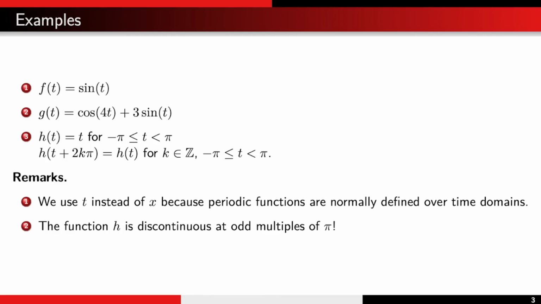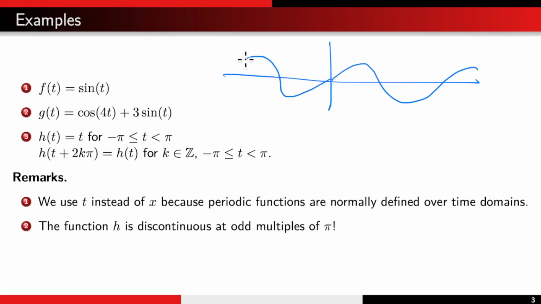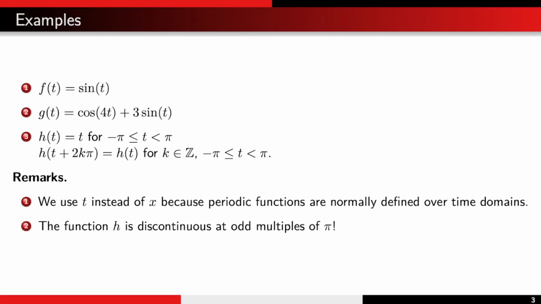The first example is f at t equals sine of t. And the graph of this function should be familiar. So it looks like this, and in the negative direction looks like this, and it repeats itself every 2 pi. So the period of this function is 2 pi. Next, we have the function cosine 4t plus 3 sine t. The sine t term has period 2 pi, and cosine 4t has period 2 pi over 4, and so this whole thing will repeat every 2 pi. And one can see from the graph, the period is indeed 2 pi.